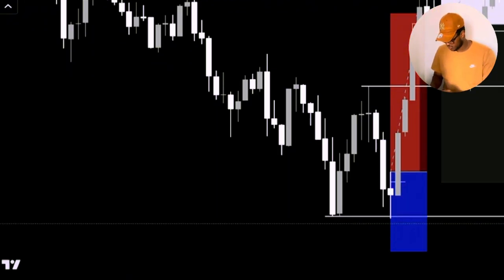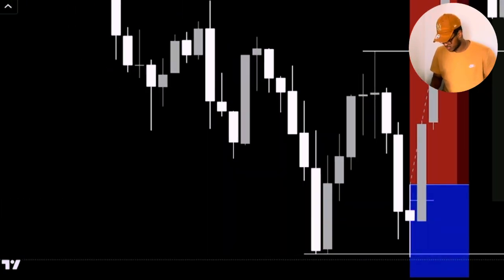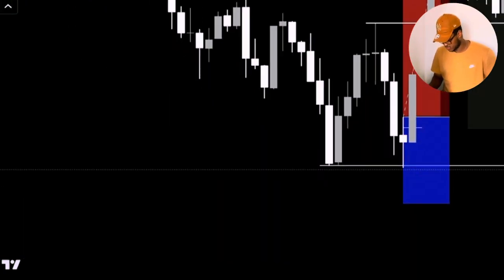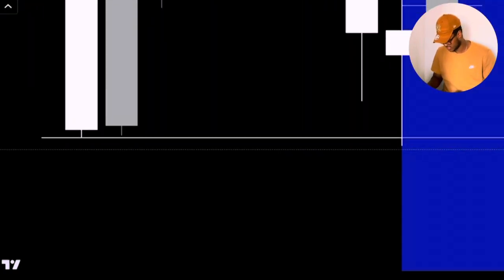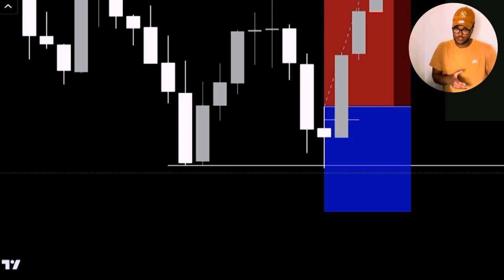So we have it marked off, right? And then from there, obviously I would look for what gets swept first. In this case, we swept the lows first, right? You can see it right here. The lows were swept first. Now, some of you might not call that a sweep. I do call it a sweep because it works. My strategy works like that. And you will understand now why I call it a sweep.